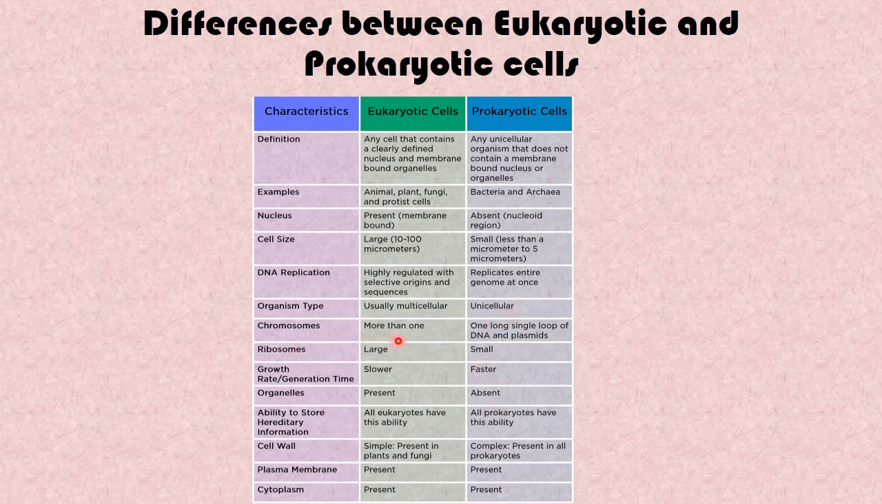The chromosomes of eukaryotic cell are more than one, and prokaryotic cell are just single loop of DNA plasmids. Ribosomes in eukaryotic cells are large, and ribosomes in prokaryotic cells are small, and it goes on and on like that. Organelles are present in eukaryotic cell, organelles are absent in prokaryotic cell, and plasma membrane is present in eukaryotic cell, and it is present in prokaryotic cell. Cytoplasm is present in eukaryotic cell, present also in prokaryotic cell. So these are the differences between eukaryotic and prokaryotic cells.